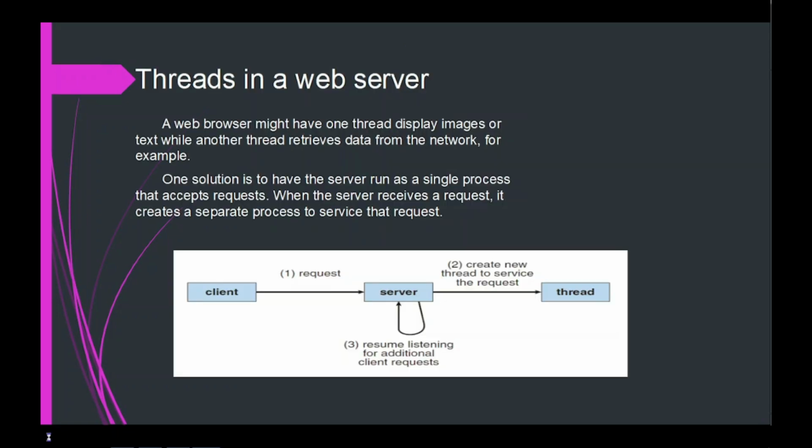So, threads in web servers. A web server is an example of multi-threading, because as you can see, a web browser might have one thread display images or text while another thread retrieves data from the network. For example, one solution is to have the server run as a single process that accepts requests.